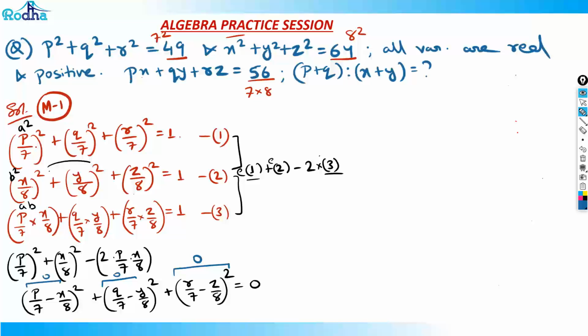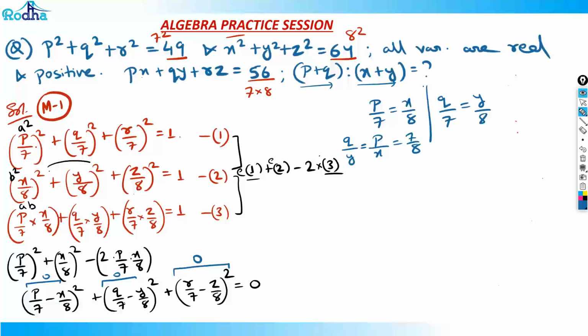So now, if p/7 minus x/8 is 0, that means p/7 is equal to x/8, and similarly q/7 minus y/8 equal to 0, that means q/7 is equal to y/8, correct? So I can come till this place, Hannah. Now I can write p/x is equal to 7/8, and q/y also 7/8. So q/y is equal to p/x is 7/8, and I need to find the value of the ratio (p plus q) to (x plus y).